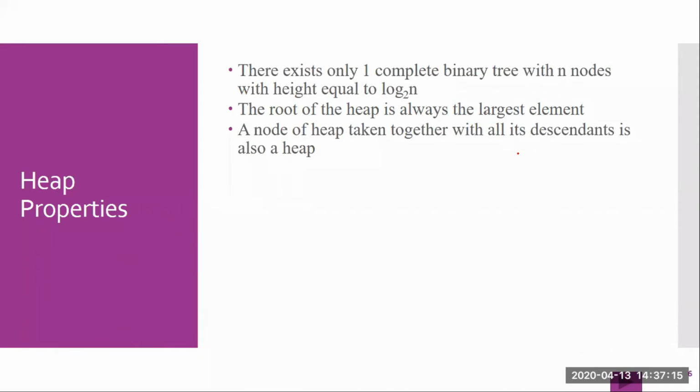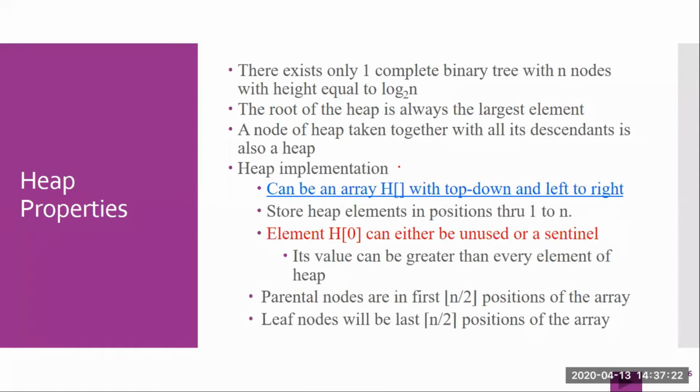So if we are taking a node of a heap along with all its descendants, even that should be a heap. So heap implementation, how do we implement a heap? Once we have a heap in the form of a tree, there are different ways you can represent a heap. Before we create a heap, we'll always get the elements in the form of an array. Yes, we need to always get the elements in the form of an array.